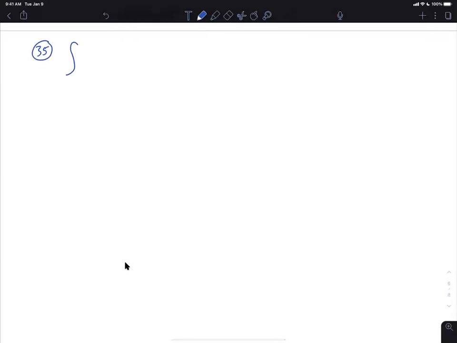So 35, the one I've got is the integral of the square root of 1 minus 9x squared dx. Again, your numbers might be different. Maybe you have 16x squared or 25x squared or something, but same idea. So trig sub, and you know what, real quick, let me show you guys.